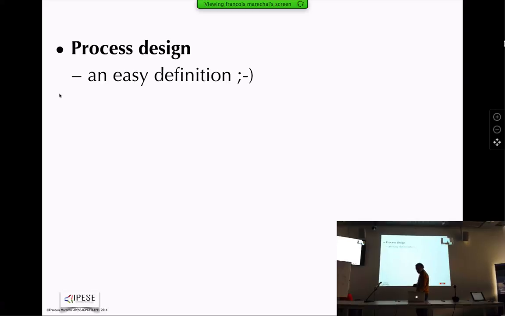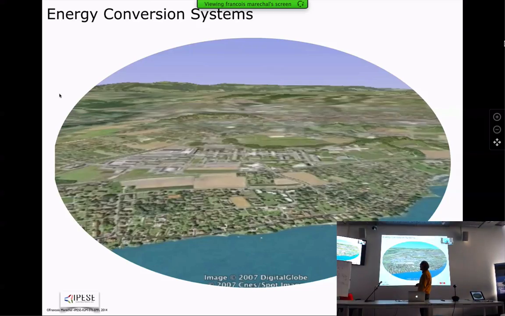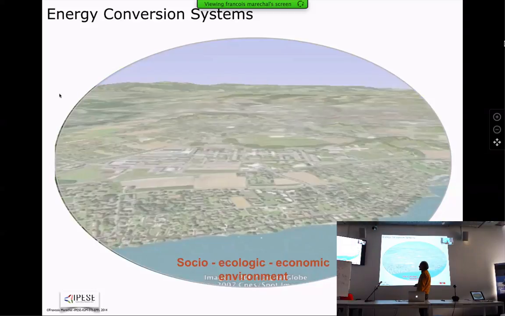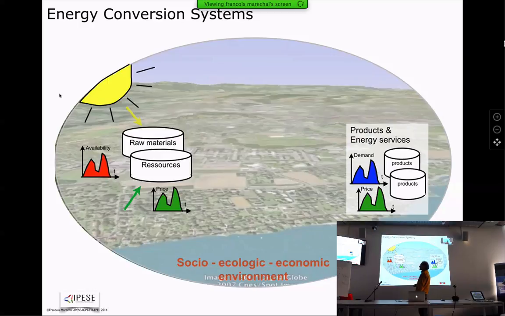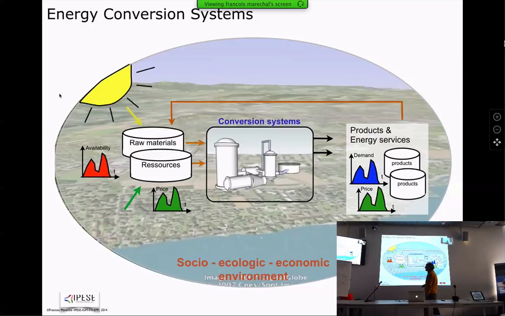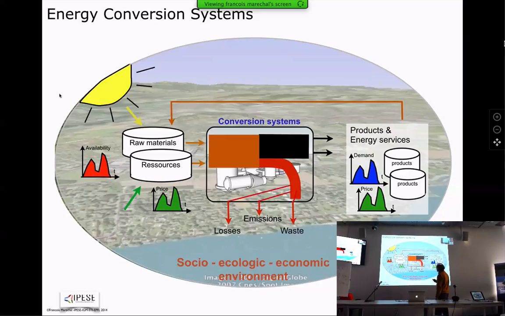I could have used the slide that I have used in the beginning. So the goal is to convert resources to supply services by assembling technologies that do the conversion, and we would like to have something which is efficient in the sense that it will convert a maximum of the resources into the resulting products or services.